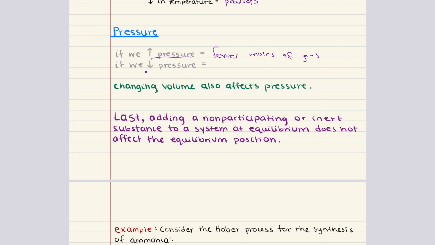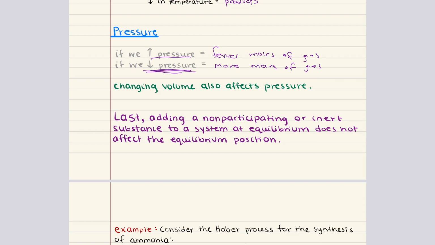What about decreasing pressure? When you decrease pressure, the system will shift in the direction that produces more moles of gas, because this is going to increase pressure to compensate for the fact that you decreased the pressure. Okay, one more time. What happens when you decrease pressure? The system will shift in the direction that produces more moles of gas so that it can increase the pressure and reestablish equilibrium.